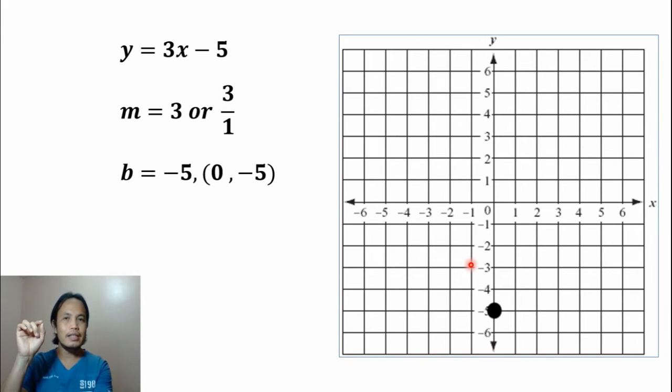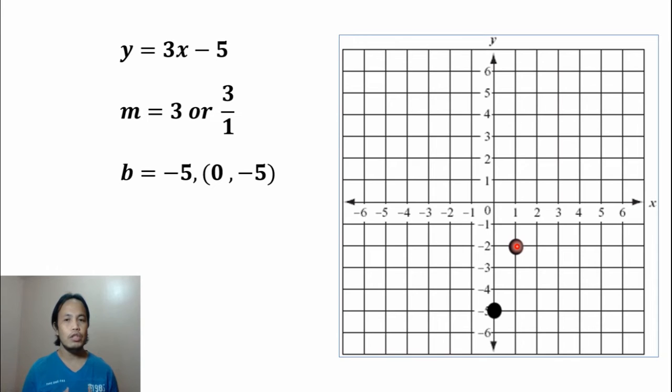Now, if the rise is negative, we will go units downward. Since this is positive, we start with the y-intercept, which is 0, negative 5. We count 3 units upward, so we will have here 1, 2, and 3. Then our run to the right is 1 unit, so 1. So therefore, this is our second point. Now, as I have mentioned in my previous video, we only need at least 2 points in order to plot the graph of linear equations in two variables. So 2 points is enough, so we'll just simply connect these 2 points, and that is now our line.